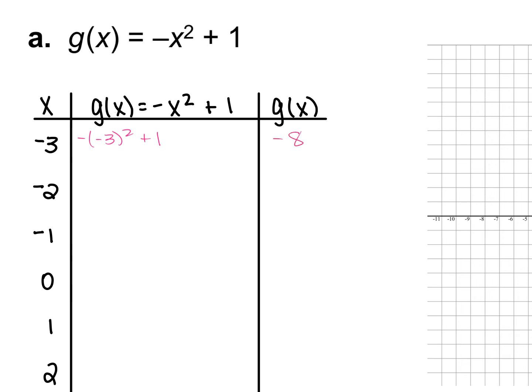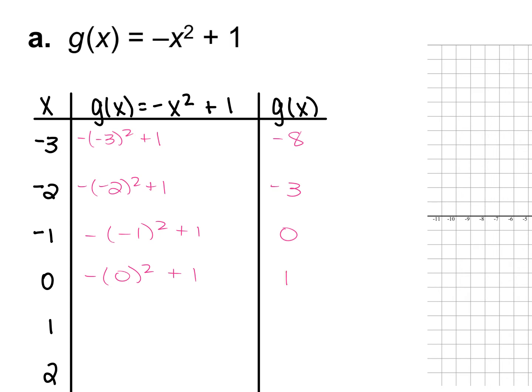Then moving down to the -2, you have the opposite of -2 squared plus 1. So the -2 squared is 4. The opposite of 4 is -4 plus 1 is -3. Then we have -1, so it's going to give us the opposite of -1 squared plus 1. -1 squared is 1. The opposite of that is -1. -1 plus 1 gives us 0. Next we have 0, so that's the opposite of 0 squared plus 1. 0 squared is 0. The opposite of that is still just 0.